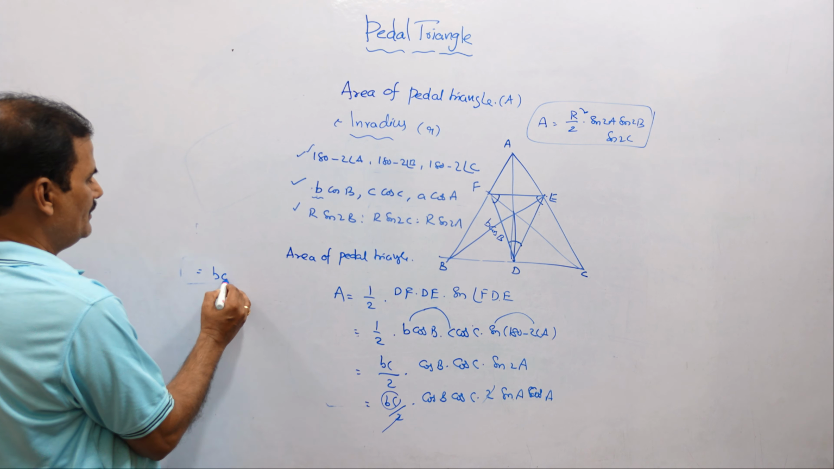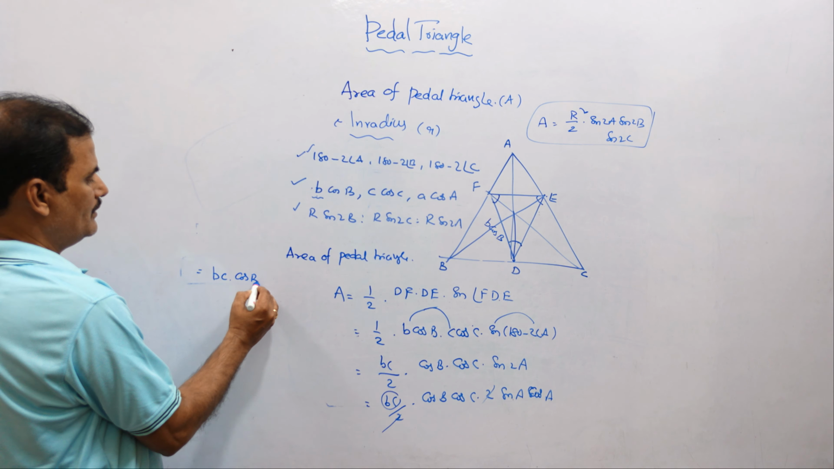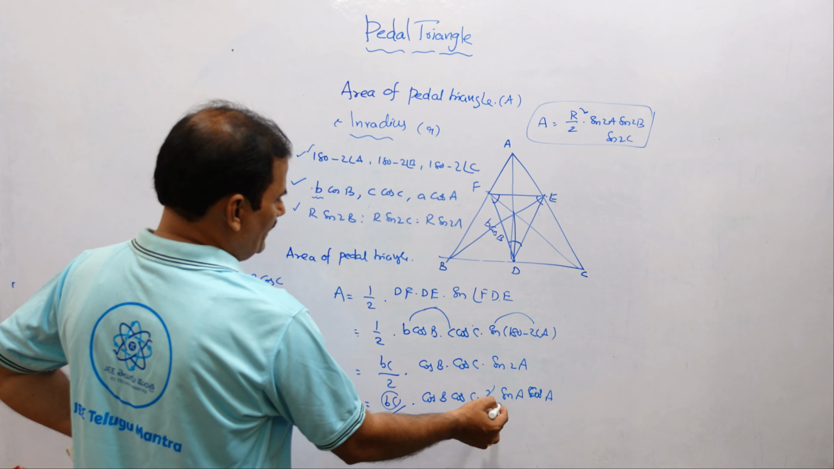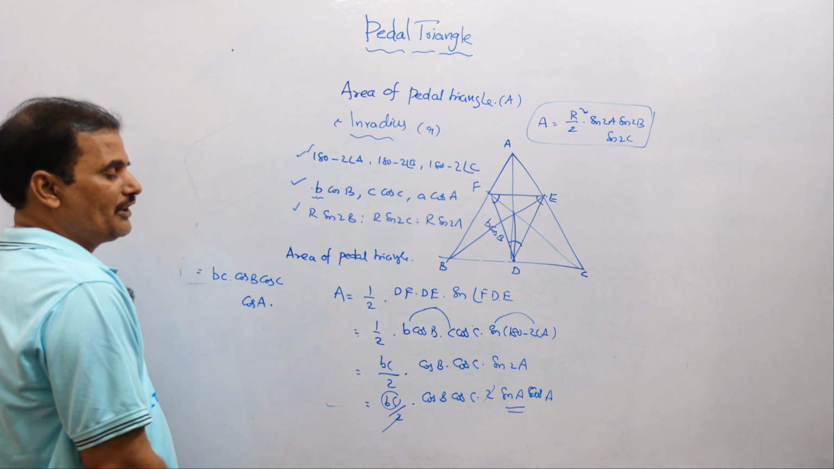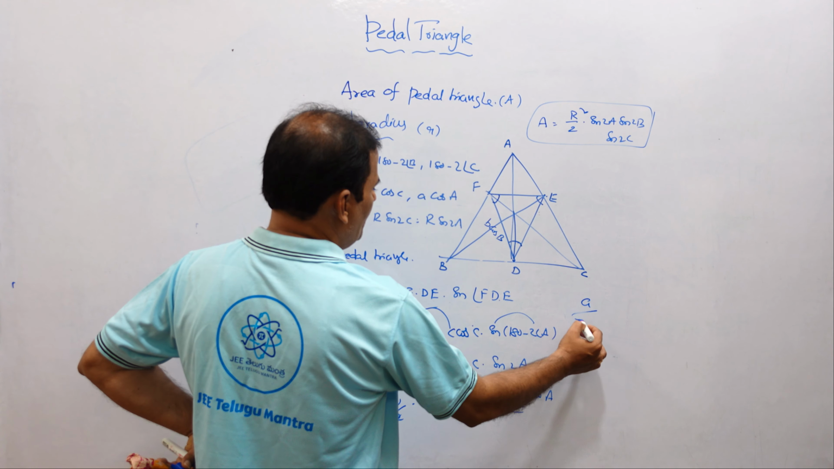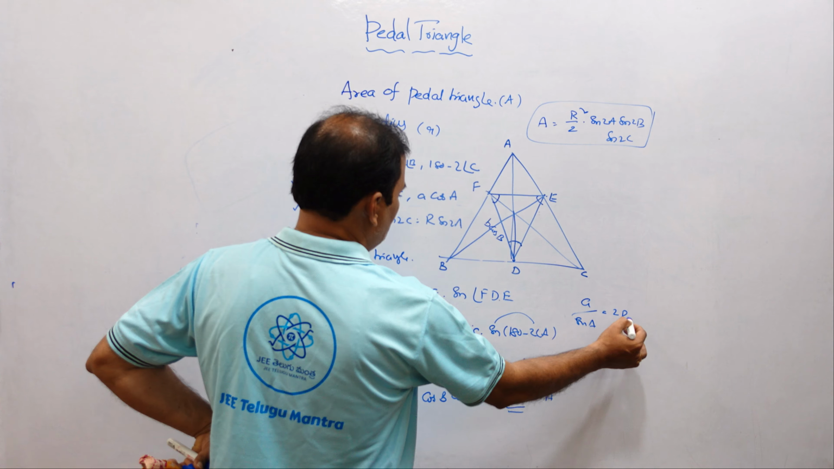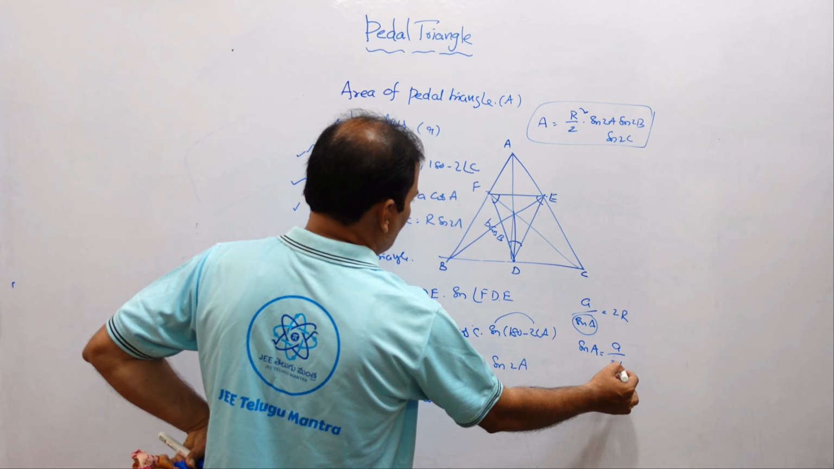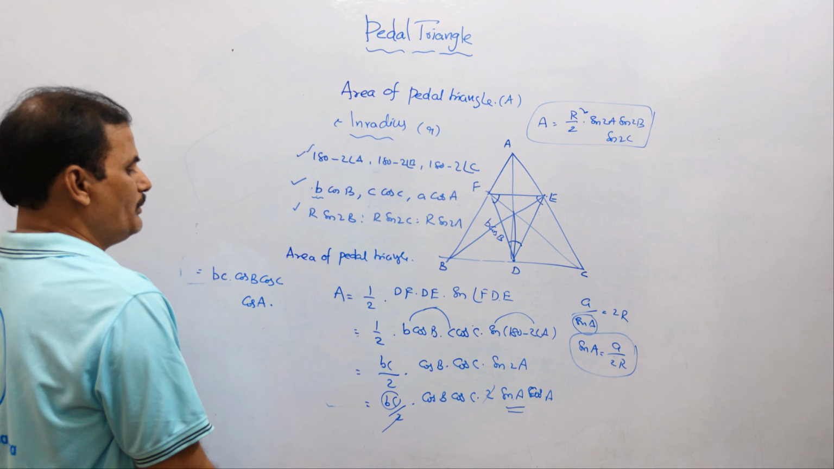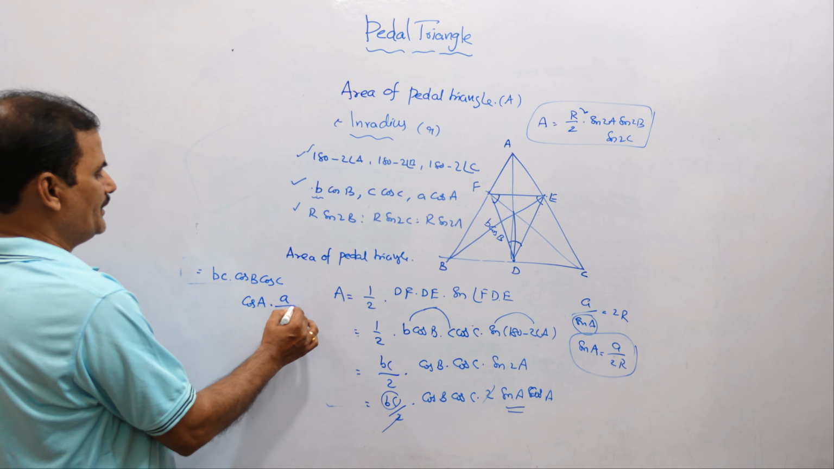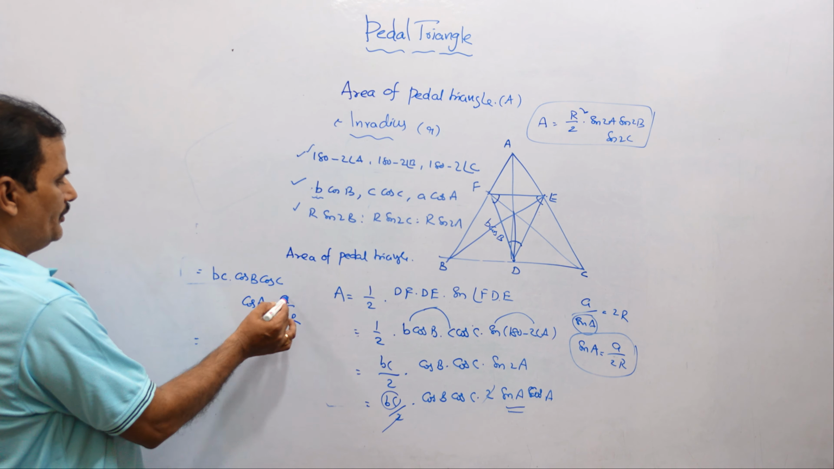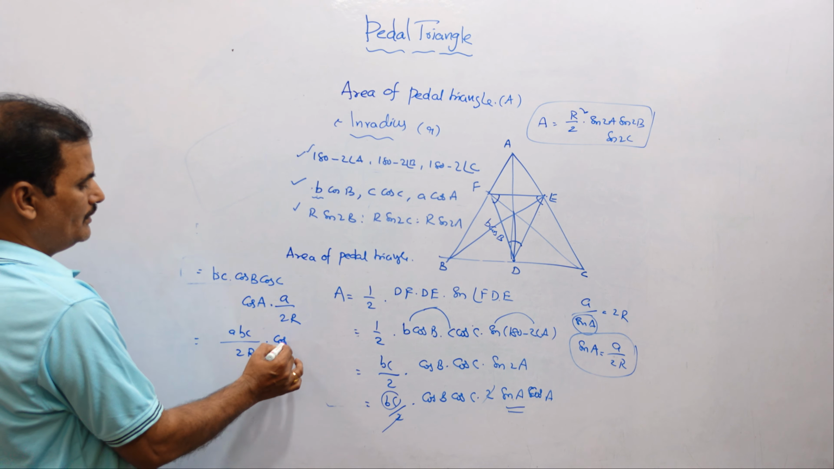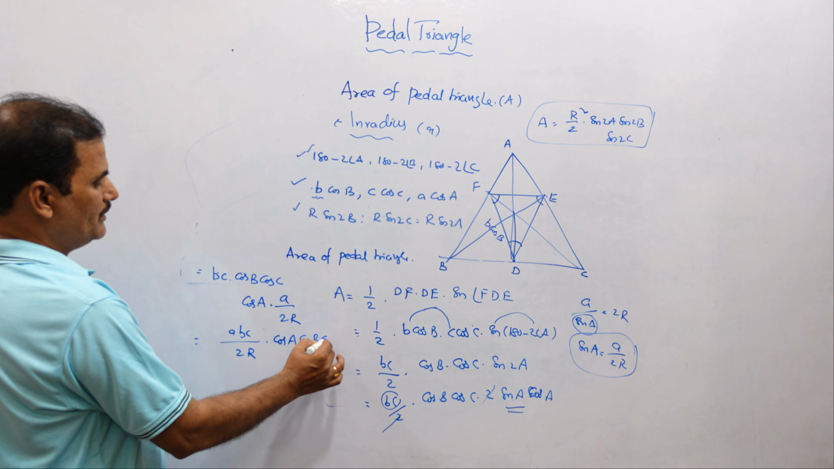See, BC cos B, cos C, cos A, and here sin A. In terms of the sine rule, a by sin A is equal to 2R. But I want only sin A, so sin A is equal to a by 2R. In the place of sin A, we write a by 2R. Therefore, a into bc, abc by 2R, cos A, cos B, cos C.